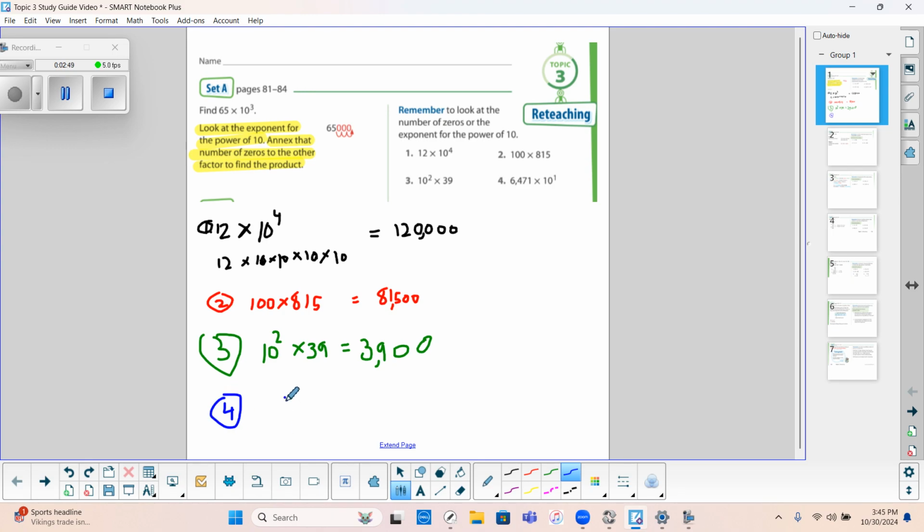And for the last one, which I will do in blue, it's 6,471 times 10 to the first. Well, 10 to the first just means times 10. So this would be like adding one zero at the end. So 6,471 with one zero at the end is 64,710. Pardon my handwriting, let's fix that. So hopefully that makes sense for set A.